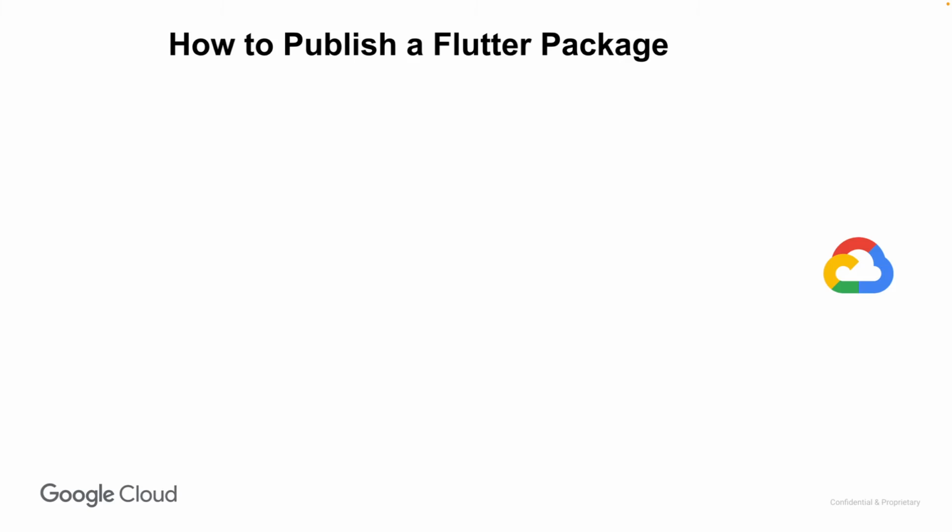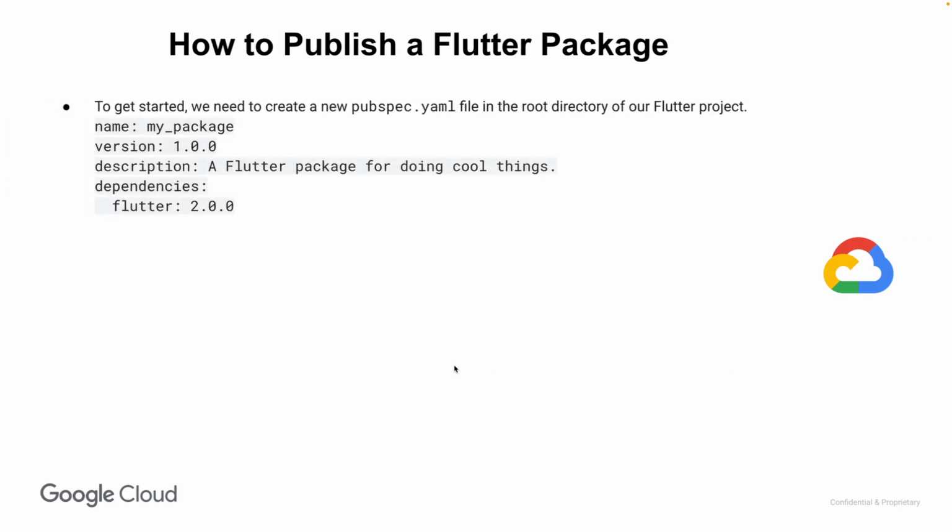Hi, in this video, we will discuss how to publish a Flutter package. We will use the pub command line tool to publish the package to the Dart pub repository. To get started, we need to create a new pubspec.yaml file in the root directory of our Flutter project. This file will contain the information about our package, such as its name, version, and dependencies.